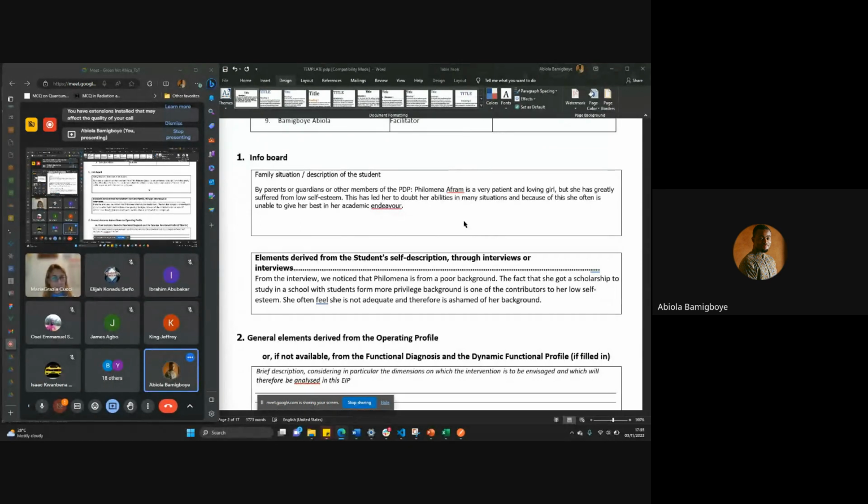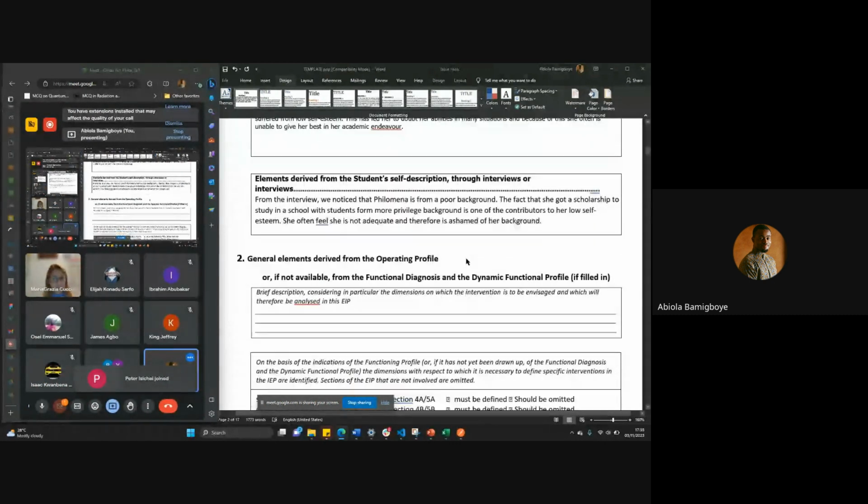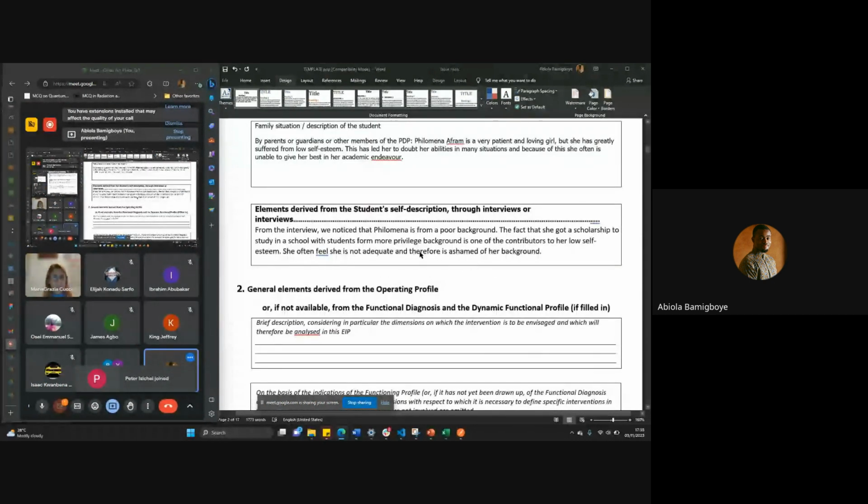So she's not performing well because of this low self-esteem. So that's the description from the parents. Now, from the interview she has had with some of the school representatives, we noticed that one of the key factors that contributes to that low self-esteem is that she's from a poor background. And now she's among students from a more well-to-do background, so she's a little bit ashamed of herself. It's one of the reasons why she's not able to perform well.